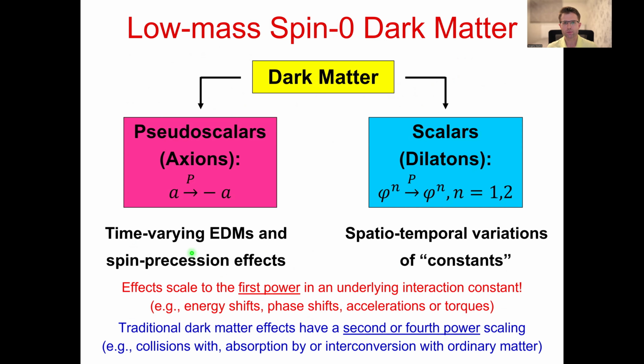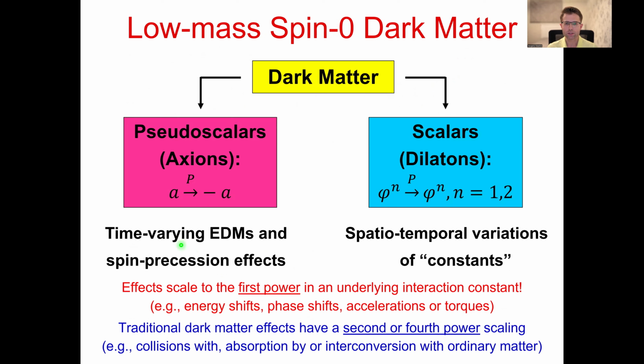What is interesting about these bosonic dark matter fields is that there are a number of interesting wave-like signatures we can search for, and the exact signatures will depend on the type of boson that we deal with and the types of interactions that these bosons may have with ordinary matter. So in this talk, I'm focusing only on spinless dark matter. We can, of course, also have spin 1 dark matter fields and spin 2.